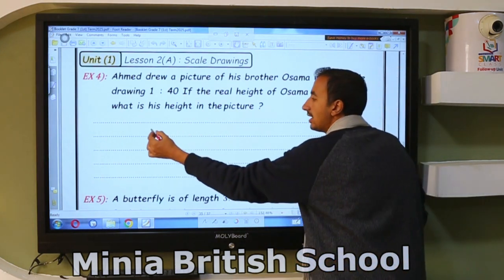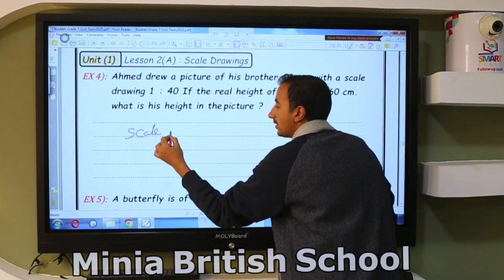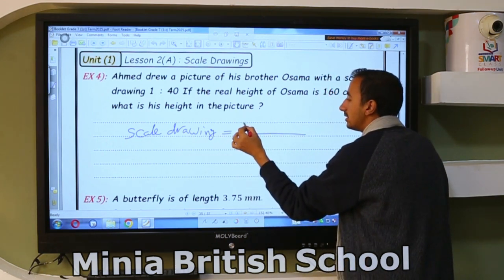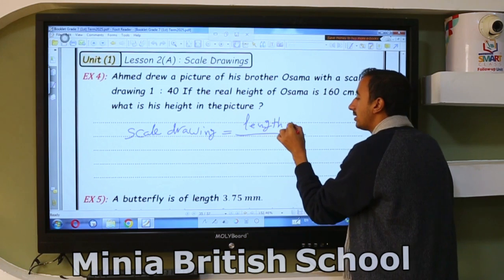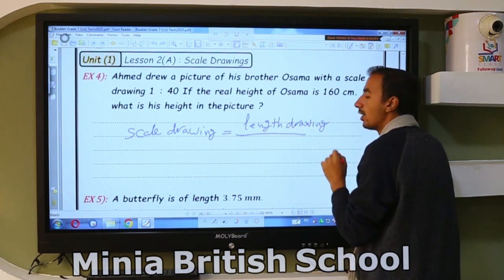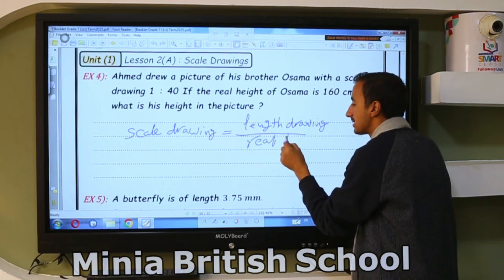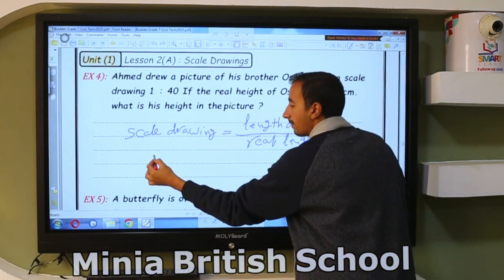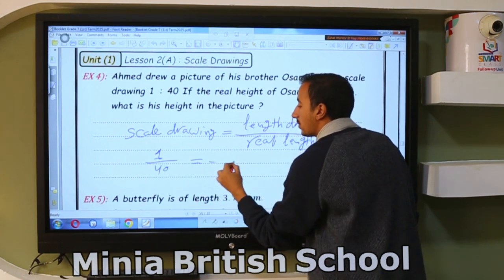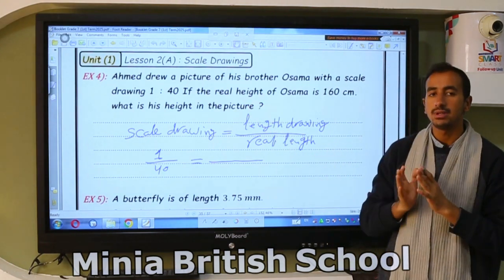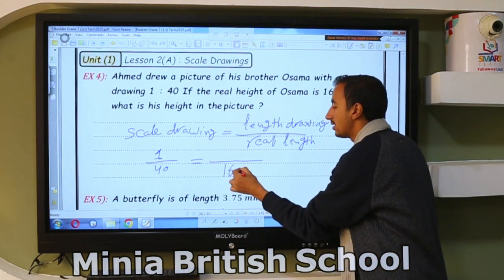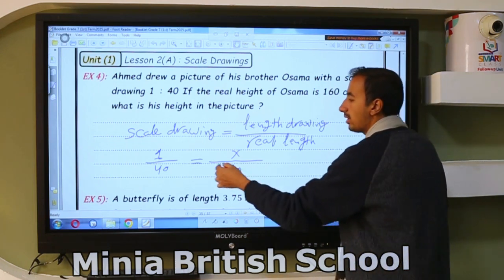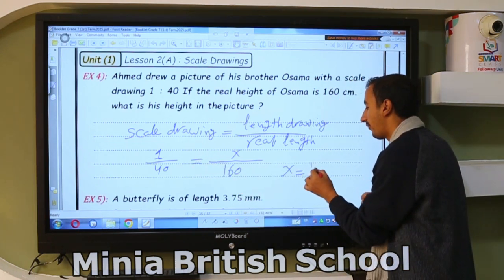So you can answer using a rule: scale drawing equals length in drawing over real length. Don't forget to write the rule in your exam. So I have scale drawing 1 to 40, meaning 1 over 40 equals the length in the picture, x, over the real length, 160. I need to find the length in the picture. So x equals 1 times 160 over 40, which equals 4 centimeters.